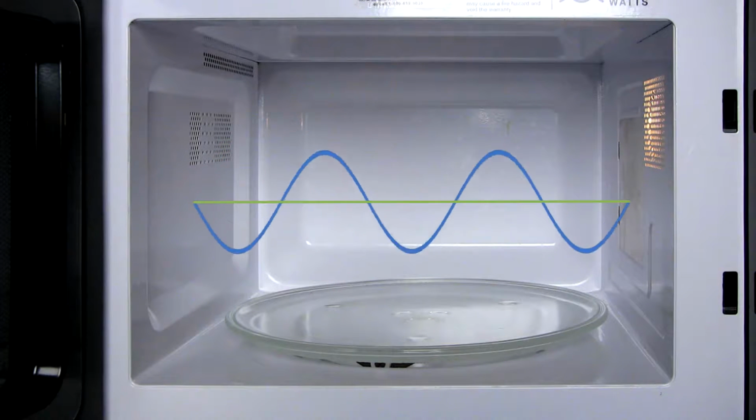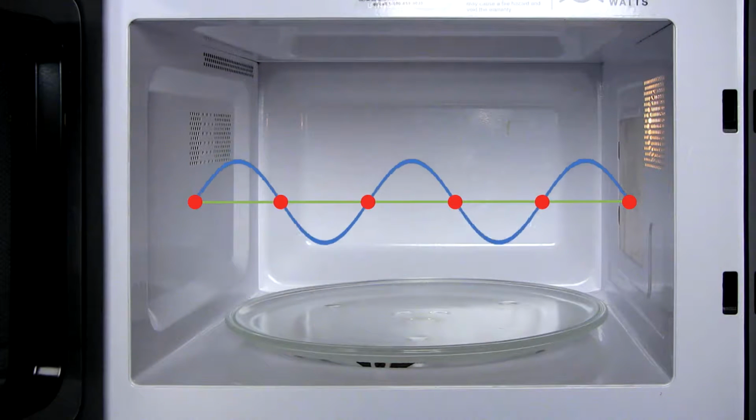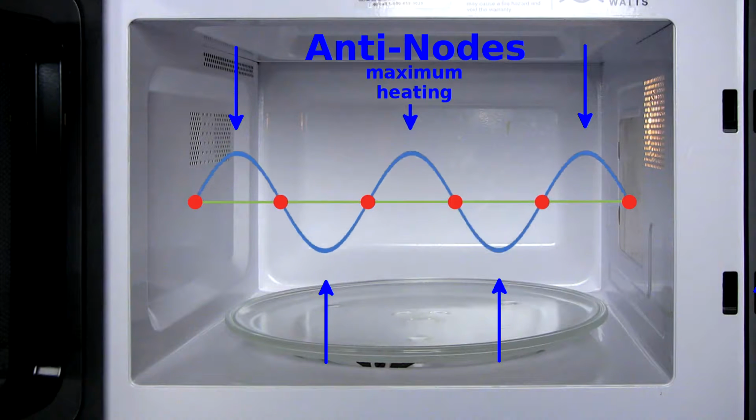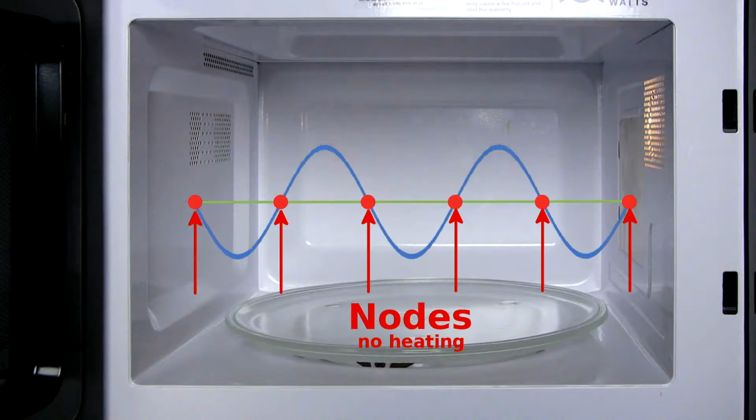The three-dimensional pattern of waves is difficult to predict, but the principle can be seen by looking at the waves in a single dimension. The peaks and valleys in the wave represent the greatest energy of the wave. Well, the nodes here correspond to the cold spots inside the chamber.